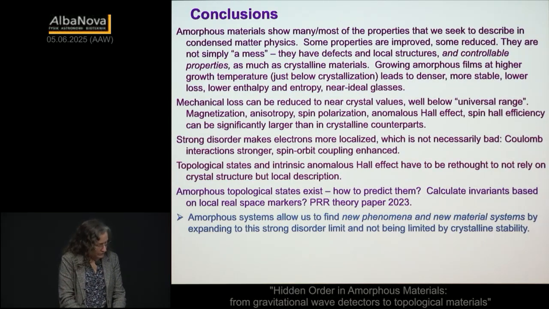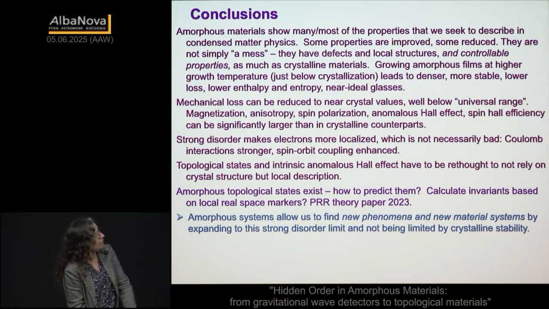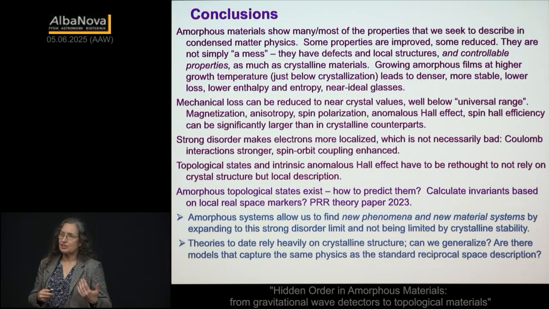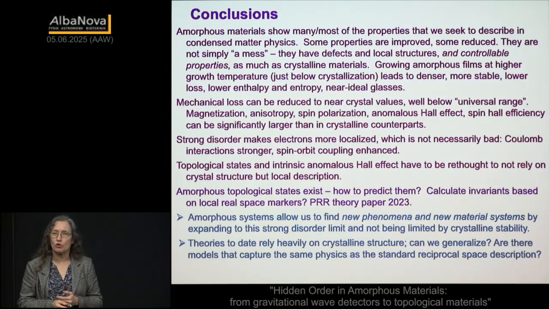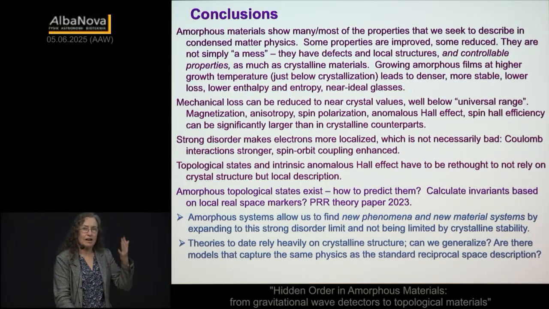Final global point: I would suggest to you that amorphous systems are a pretty wide open field. It allows us to find new phenomena and new material systems by expanding to the strong disorder limit and not being limited by crystalline stability. Theories to date, and I haven't stressed this quite as much, really go all the way back to my beginning point about superconductivity. Theories of most condensed matter properties rely very heavily on the crystalline structure.